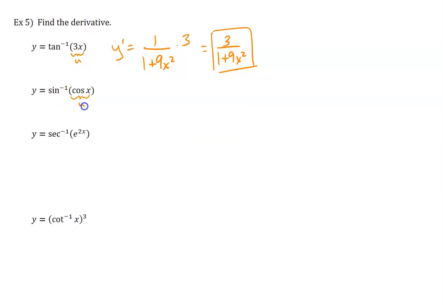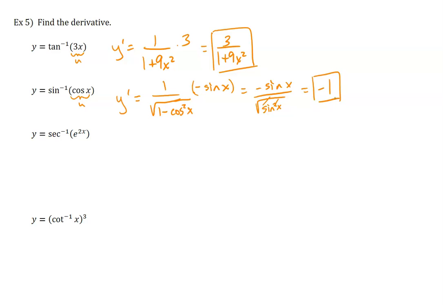So here, cosine is operating as u. Y prime is equal to 1 over root 1 minus u squared, so 1 minus cosine squared, times, and then u prime is going to be negative sine x, okay? So we end up with negative sine x over, now down here, 1 minus cosine squared x is the same thing as sine squared x, that's the Pythagorean identity, so I can write that as root sine squared x, which is the same thing as sine, and then I have negative sine over sine, which is equal to negative 1, okay?